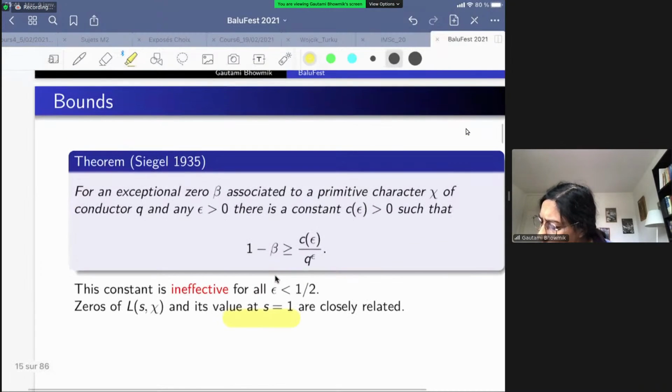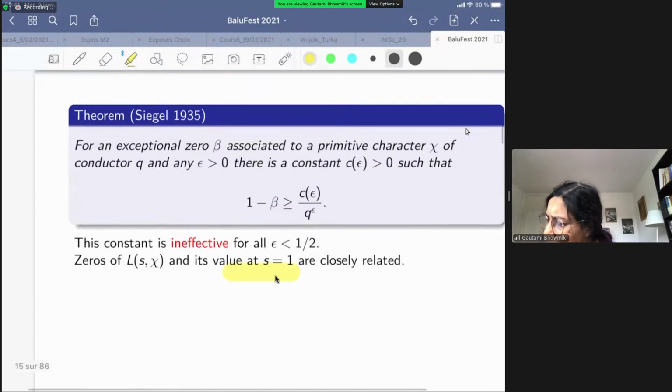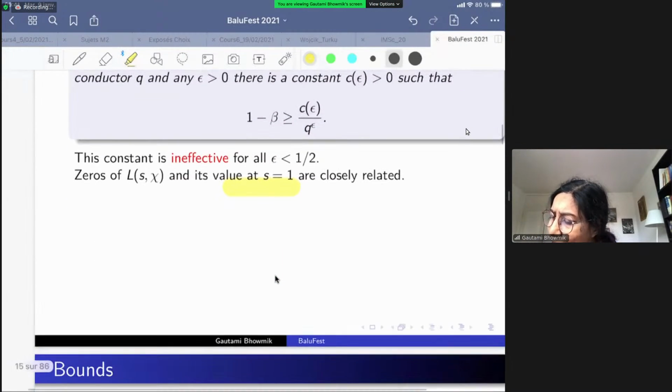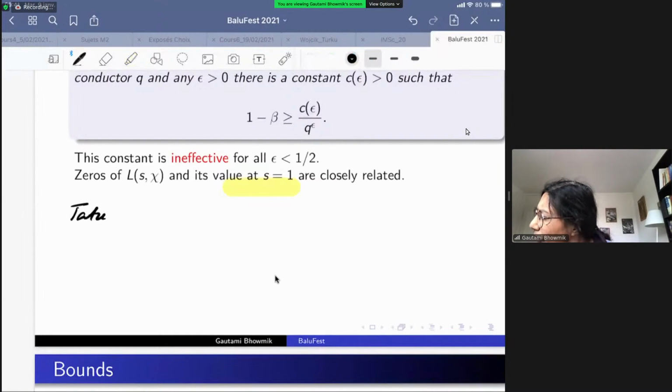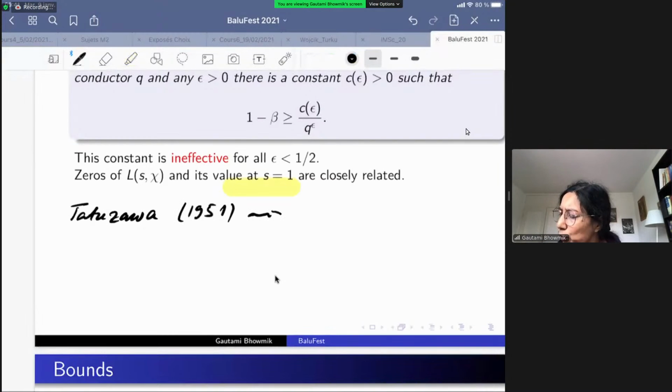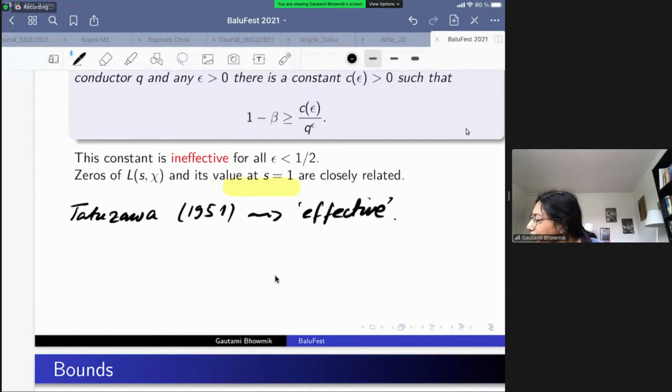Yeah. So there is a version by Tatuzawa. There is an effective version of Tatuzawa in 1951. But it's a partial result, yeah. So sort of effective, yeah. That's why I put some brackets around it, yeah.